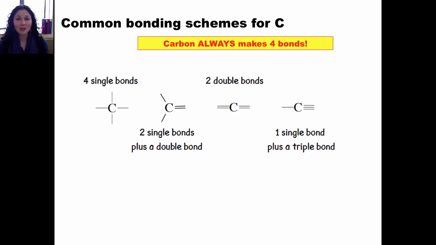Now, look for silicon in your periodic table. Notice that silicon is right underneath of carbon, and so silicon also has 4 valence electrons. Therefore, silicon will have the same common bonding schemes as carbon does.